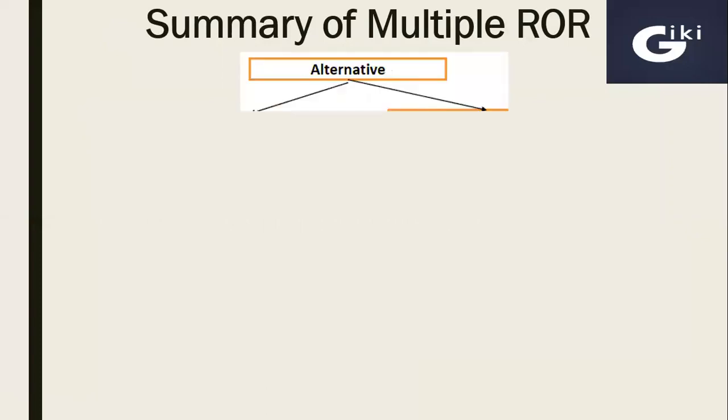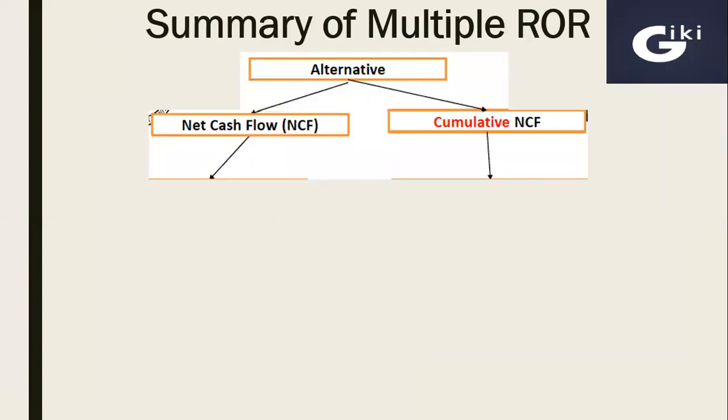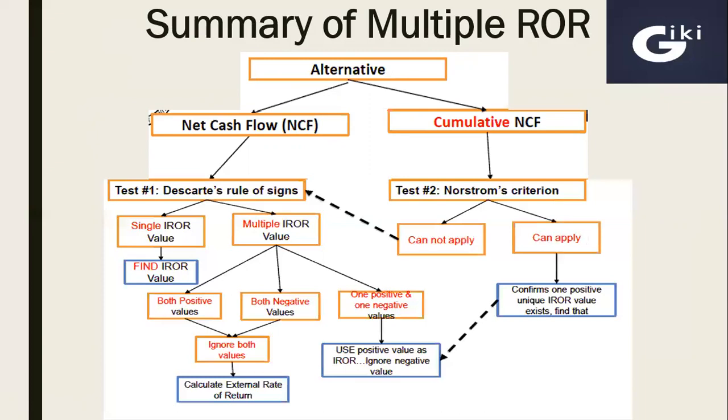So here is a summary of multiple ROR values by using both rules. Here we have two alternatives, net cash flow and cumulative net cash flow. Net cash flows are being used in Descartes' rule and cumulative net cash flows are being used in Norstrom criterion. So in case of net cash flow, if we have a single internal rate of return value, we'll find the IROR value. If we have multiple ROR values, both positive or both negative, we'll ignore them and calculate external rate of return.